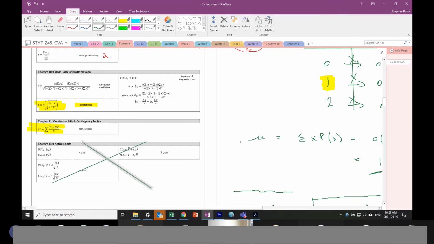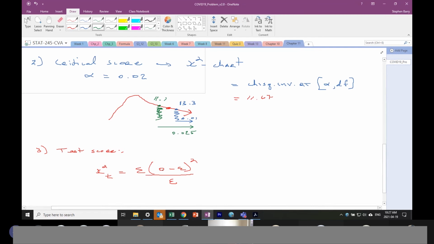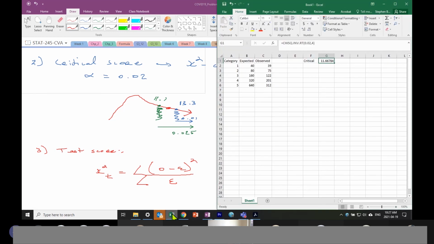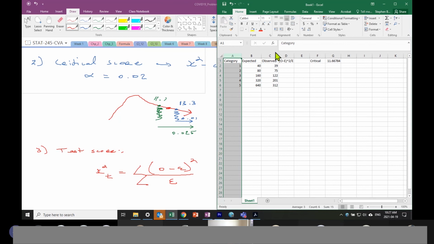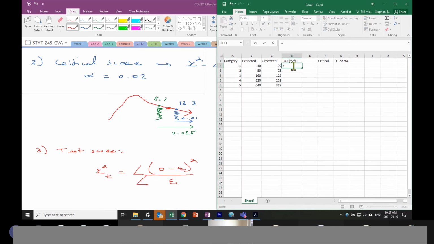So this is the last one, your last formula. All right. So let's do that. Obviously, this is going to be a better situation for Excel. So you just kind of go over here and you say, all right, what is our observed minus the expected? And you would say, just put it in. Right? I observed 39. I expected 40.